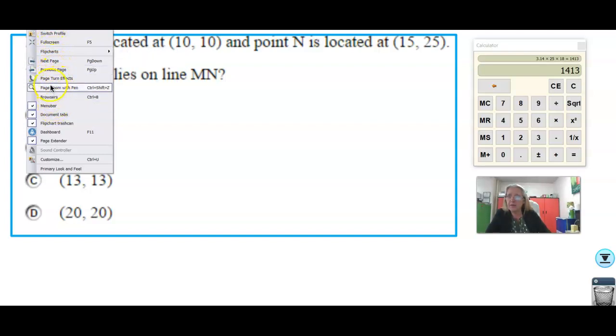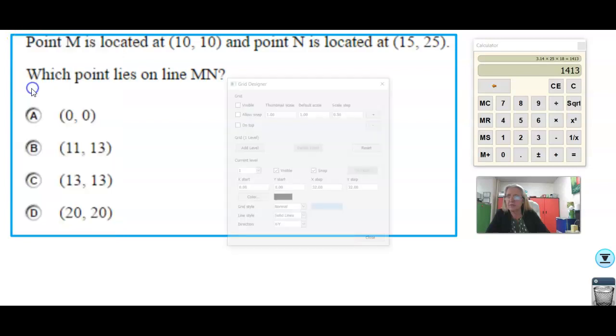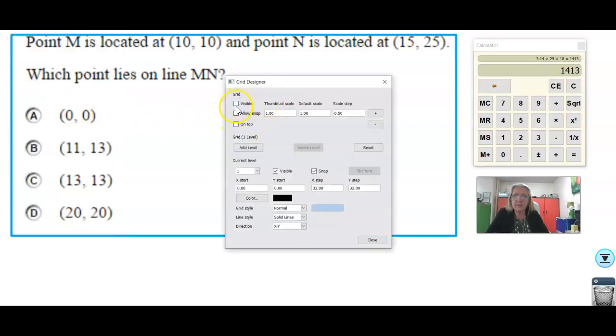What am I looking for? There we go. It's under edit. I always think it would be under view, but it's not.